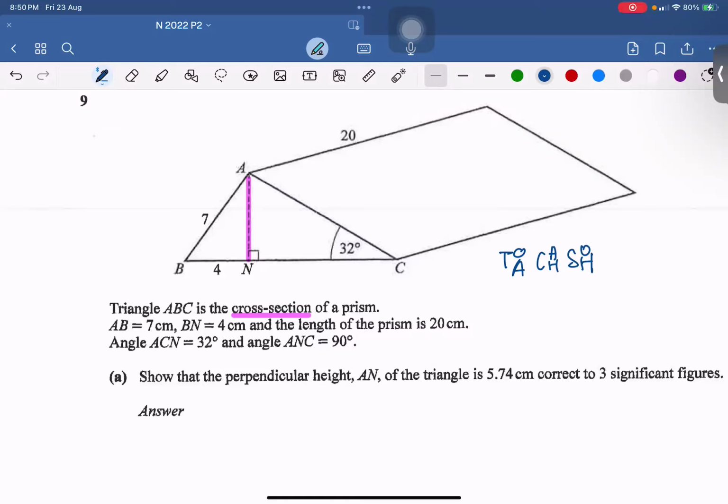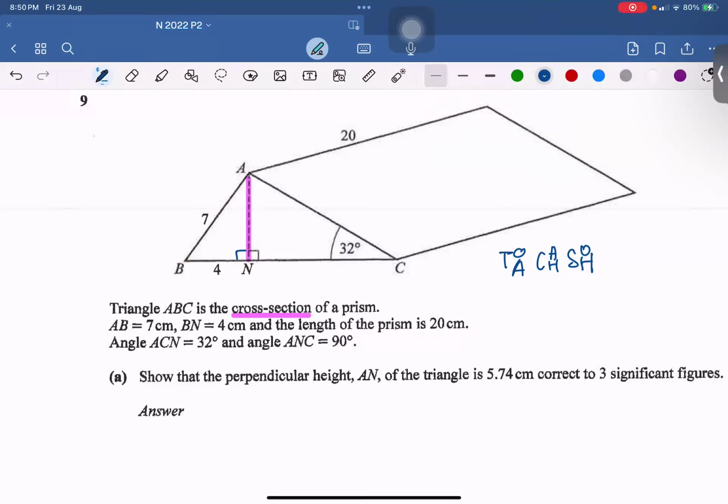Okay, let us analyze our diagram a little bit. We have a right angle triangle here. This is 7, this is 4. And if this is 90, that means here is also 90 degrees. Technically speaking, for a right angle triangle using Pythagoras theorem, I got the hypotenuse, I got the shorter side. What can I find? I can find AN, correct? This is going to be my shorter side.